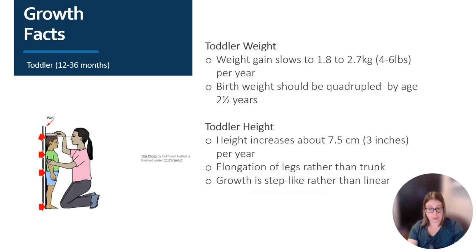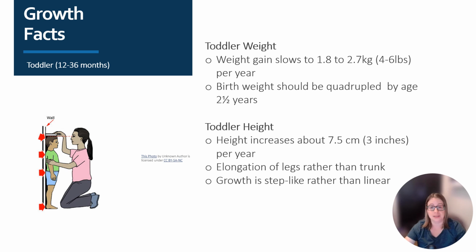So growth is very rapid in infancy, but then it slows considerably during toddlerhood, okay? You would expect the birth weight to be quadrupled by 2.5 years, so doubled by 6 months, tripled by 1 year, quadrupled by 2.5 years, okay? Keep repeating that and you can memorize it. Height will increase about 3 inches per year. With toddlers, you are going to start noticing that they're having more of an elongation of their legs now versus their trunks. They're starting to look a little bit more proportional to what we're used to seeing in an older kid. Adult height is actually only about twice that of a 2-year-old height.